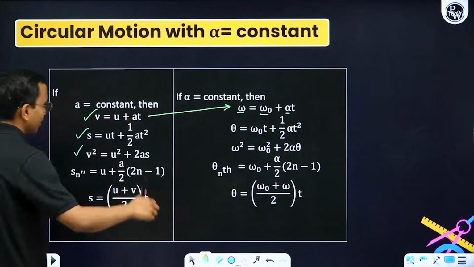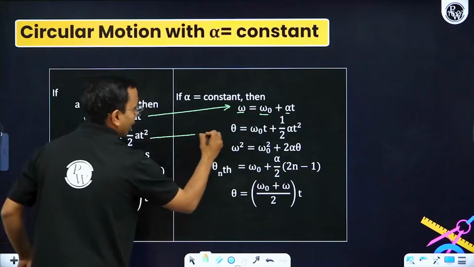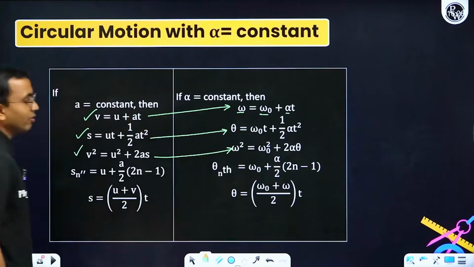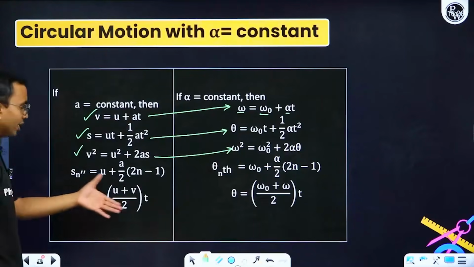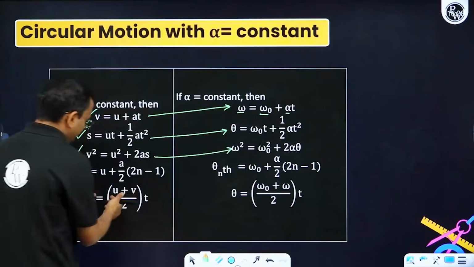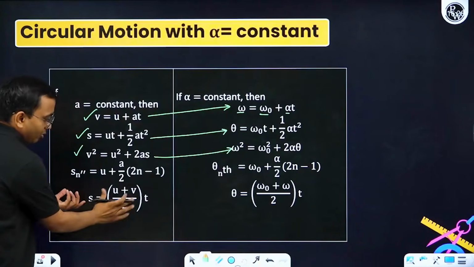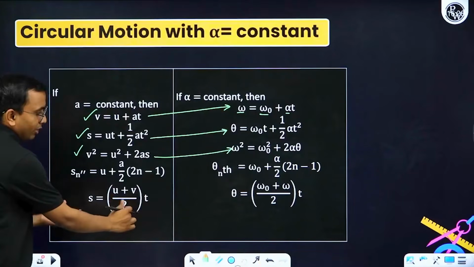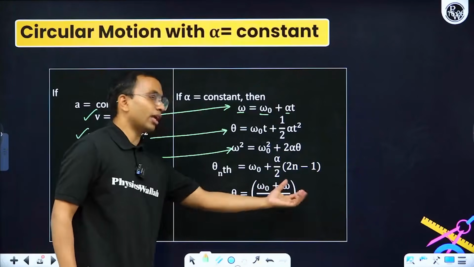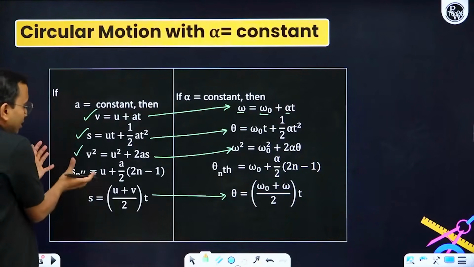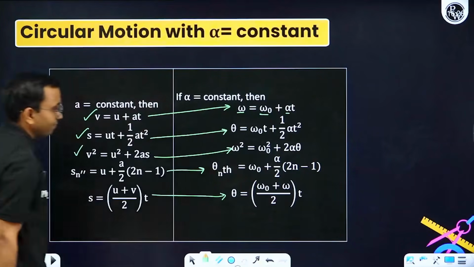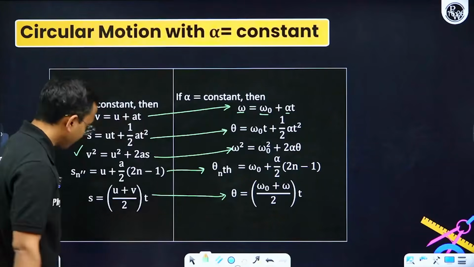Remember it, not always. Similarly, I can write the angular displacement like this. Similarly, I can relate the final angular velocity and initial angular velocity like this. And these two derived formulas, if you want, you may remember. If you don't want, you may not. So you know that if a is constant, displacement is final velocity plus initial velocity by 2 into t. Same thing I can write here: final angular velocity plus initial angular velocity by 2 into t. And similarly, the displacement in nth second, we know the formula. So this becomes the angular displacement in nth second.